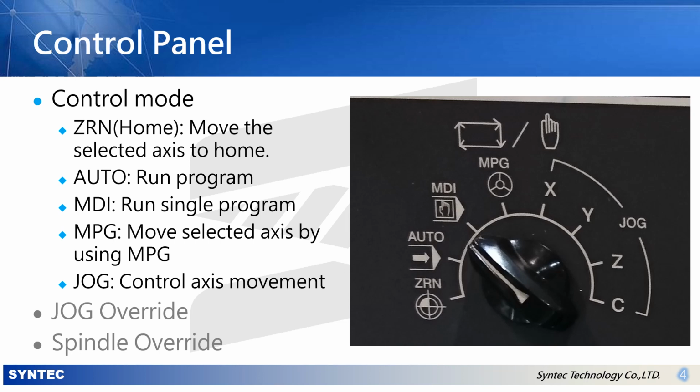MDI means input single program and run. MPG means move selected axis by using MPG, manual pulse generator. Jog means control the axis movement toward the selected direction.